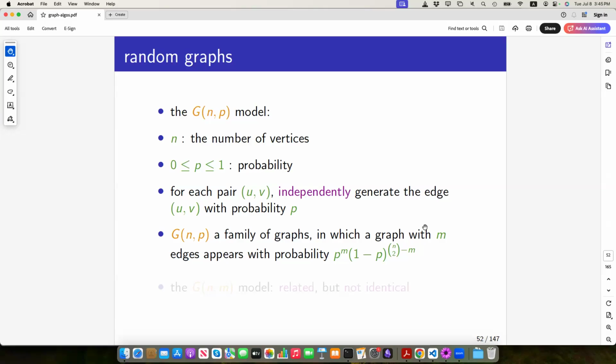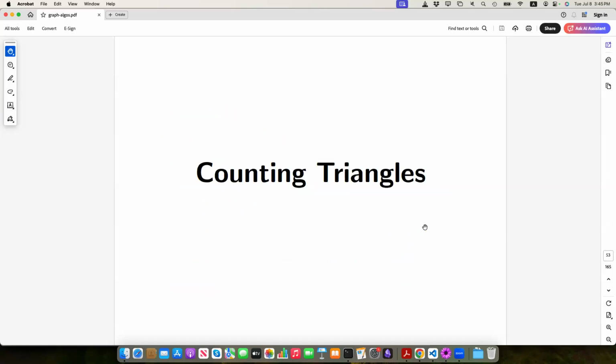So the edges are independent. If you see the specific graph and you look at every pair of nodes, if it's an edge, it appears with probability p. So it's p times p times p, m times, and then for every non-edge, it's 1 minus p. And because you have n choose 2 minus m non-edges, this is the probability of any specific graph. There exists another model which fixes the number of edges, but we won't be discussing it.